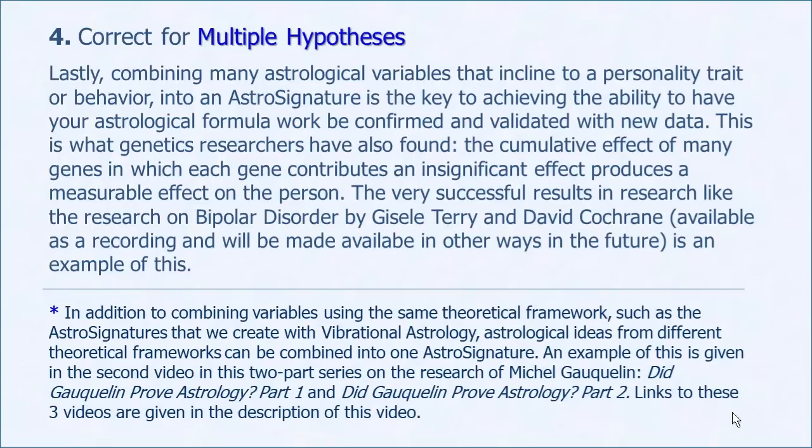We'll get this information out because we need to make it available to people. It's exciting that we build these AstroSignatures and they appear to work, and we replicate with small data sets that we're able to collect and get very positive indications. So anyway, this is all part of dealing with multiple hypotheses.